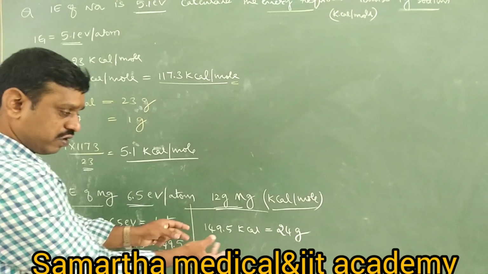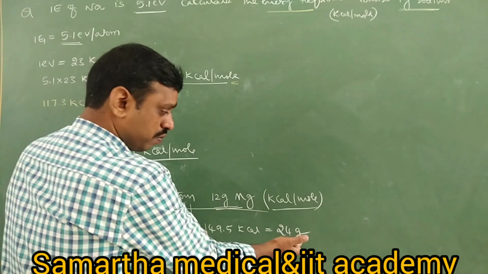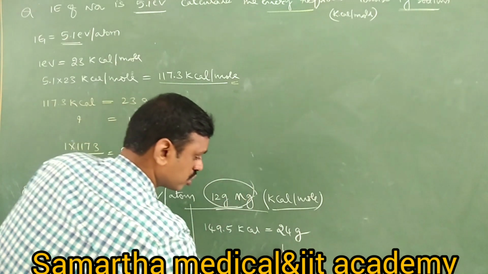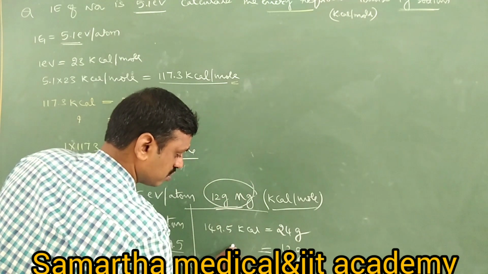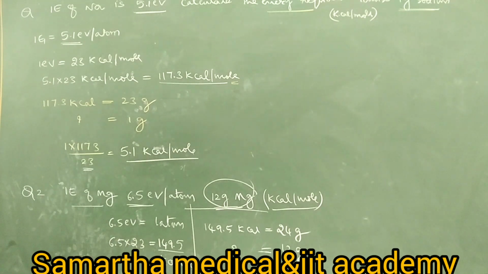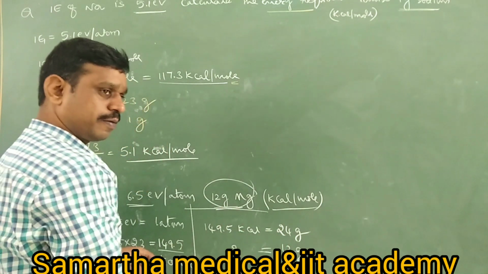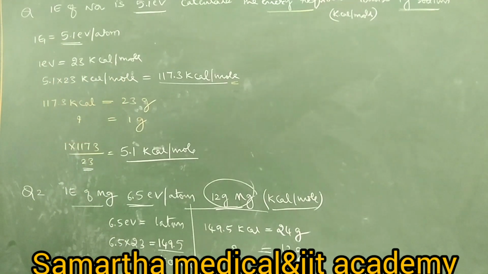Now we have taken a mass relation, energy relation. Then 12 gram magnesium requires how much? So it is 12 into 149.75 divided by 24, which is 74.75 kilocalories per mole.